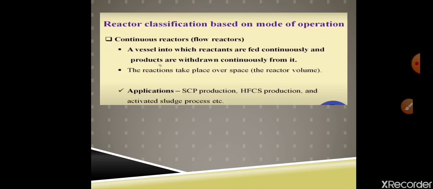But here I want to point out most of the continuous reactors usually operate in the batch mode and let the reaction take place. When the reaction takes place, the rate of reaction is maximum, then we start feeding one end and take the product from the other end. The application is SCP production. SCP is single cell protein production, HFCS production, that is high fructose corn syrup production, and in sludge processing.